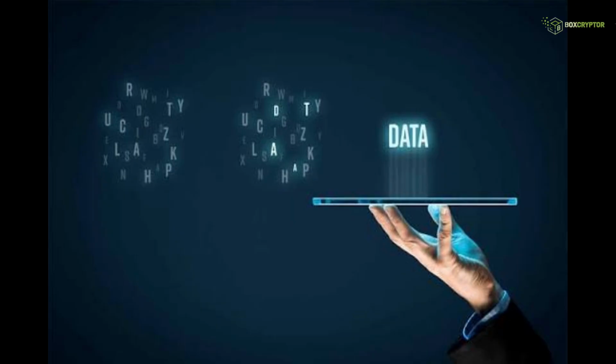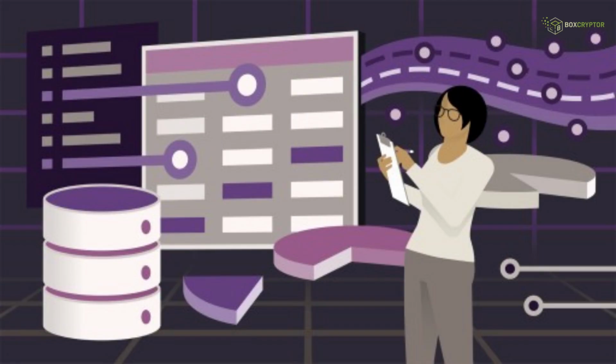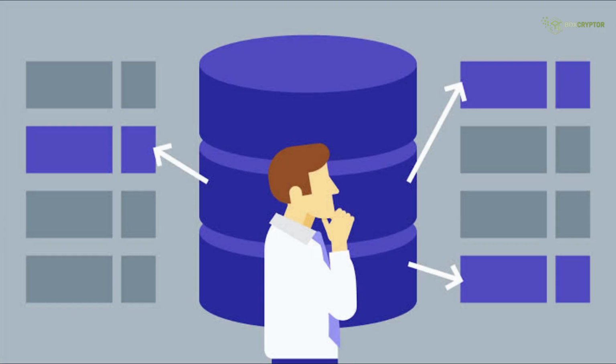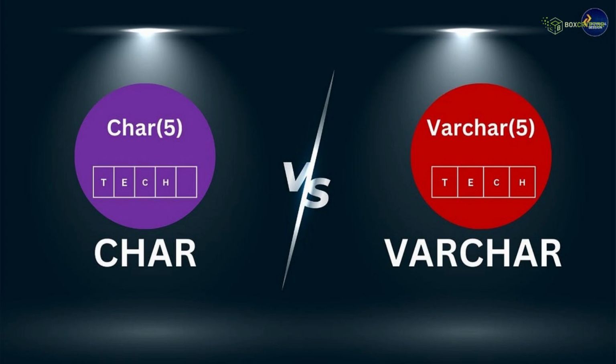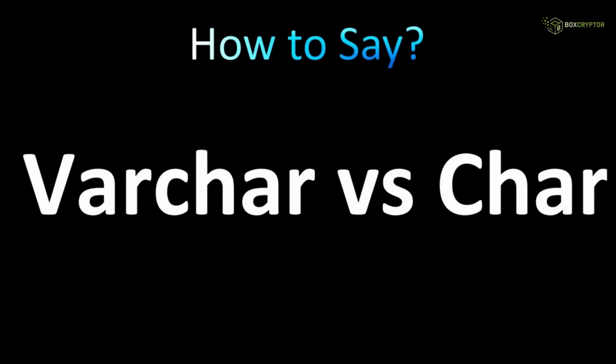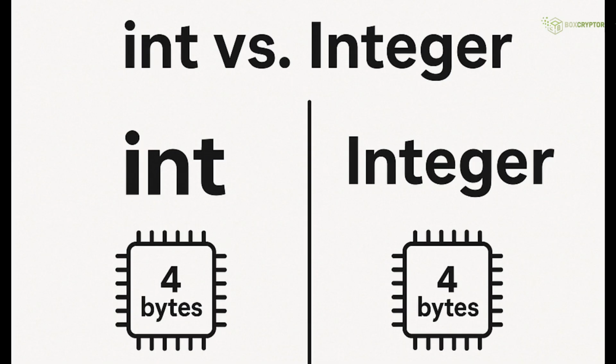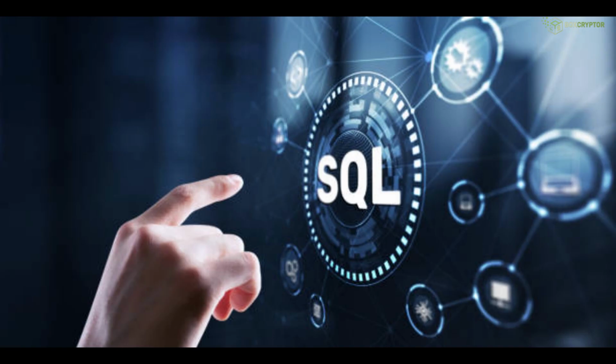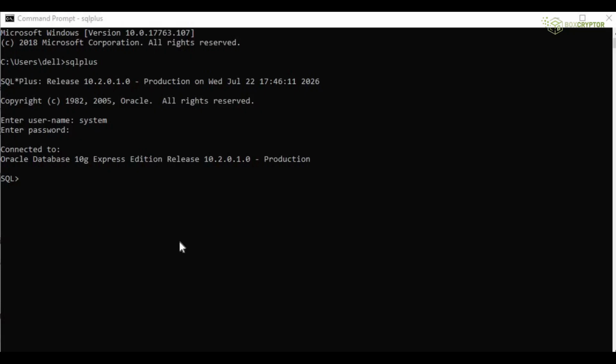After knowing this, at first glance everything seems straightforward, but here is where most beginners get confused. If both of these store characters, why does Oracle provide two different data types? And another interesting question is why do we have both INT and NUMBER data types? Are they exactly the same or completely different? Instead of memorizing definitions, let us open Oracle SQL and understand each data type through practical examples.